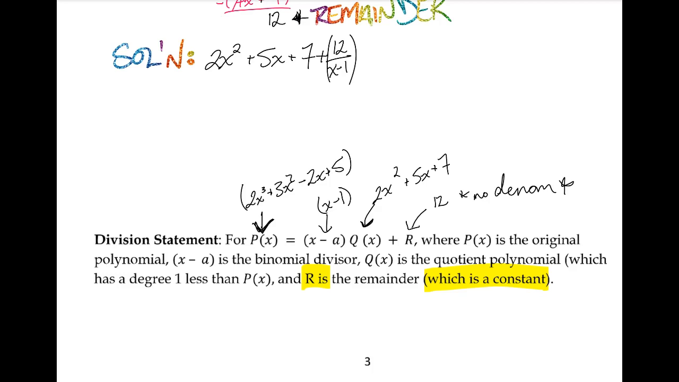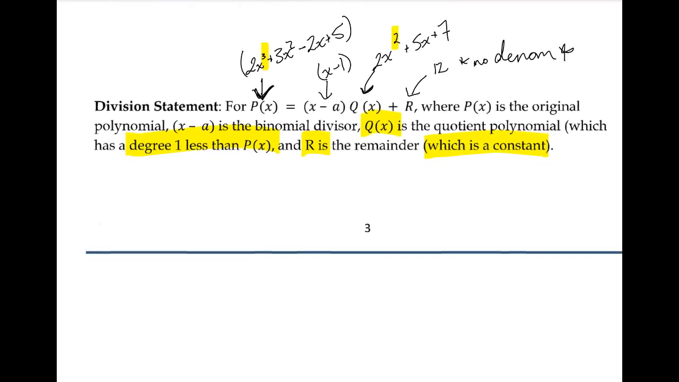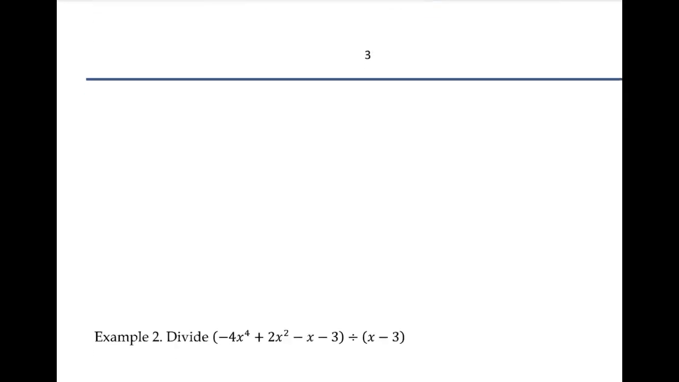Okay, and notice that q(x) is a degree 1 less than p(x), so we see 3 is p(x), 2 is my q(x), and that makes sense because I've taken out that x squared. So if I distributed this back in, I would have to multiply this by x, and that would get me my cubic back. I was trying to simplify.